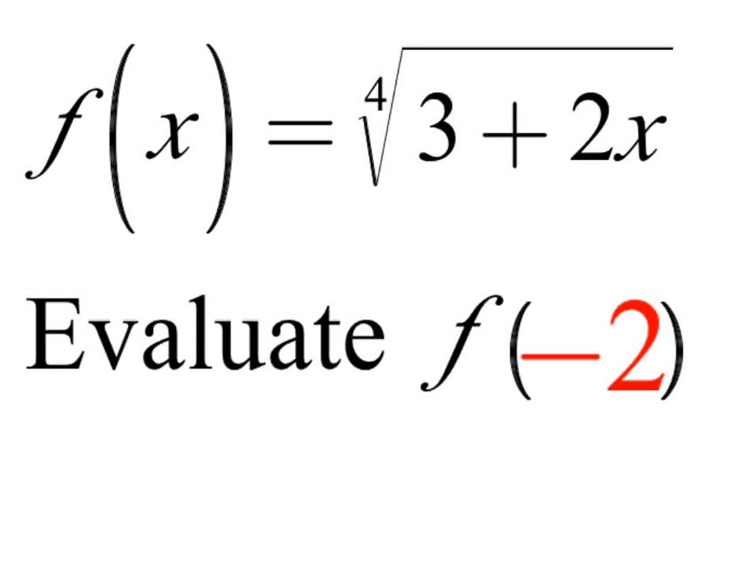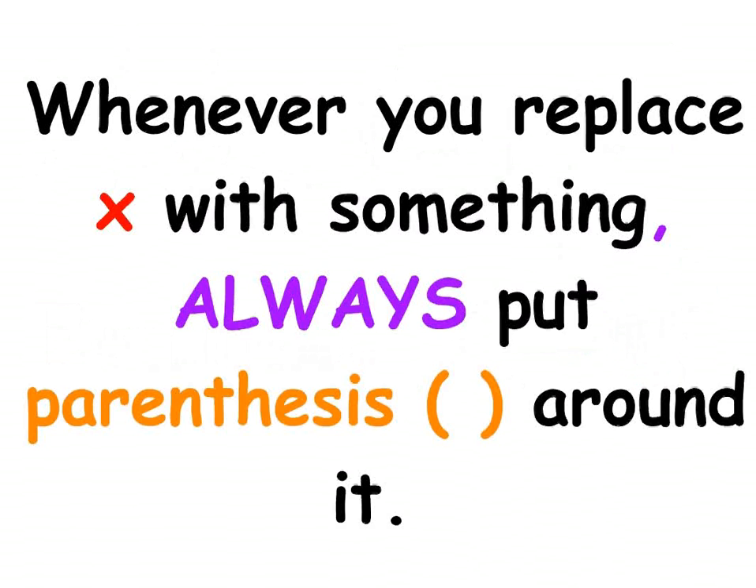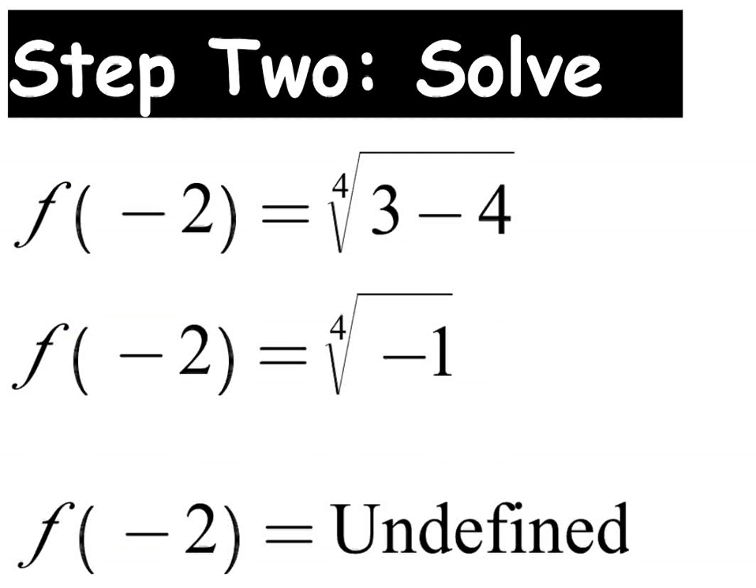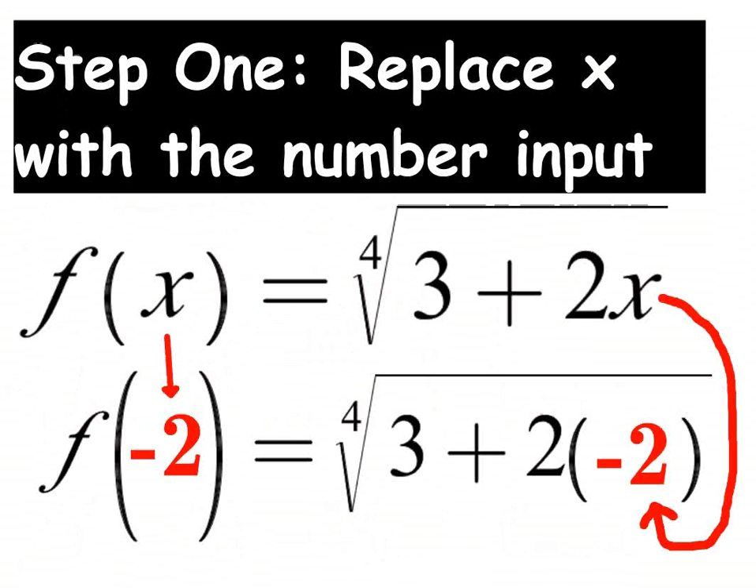Let's do one more example. Actually, I think we have 2 or 3 more examples. We have f of x equals the 4th root of 3 plus 2x. We're evaluating f of negative 2, so every time there's an x, we're plugging in negative 2. I always put it around parentheses, always, always, always. So that's what we did there. Every time there's an x, we're going to replace it with negative 2. And then we're going to do what's inside the radical first, and then hopefully apply the 4th root to that.